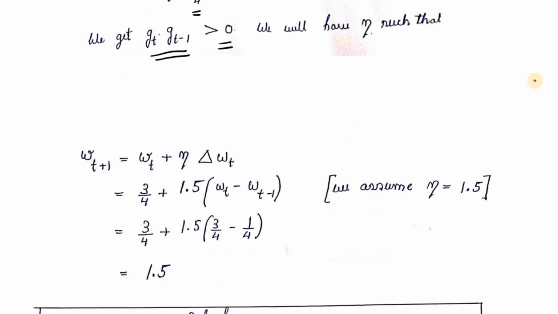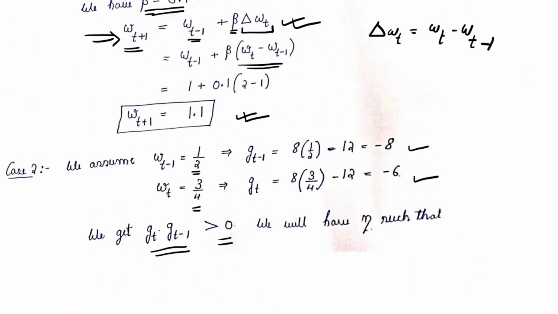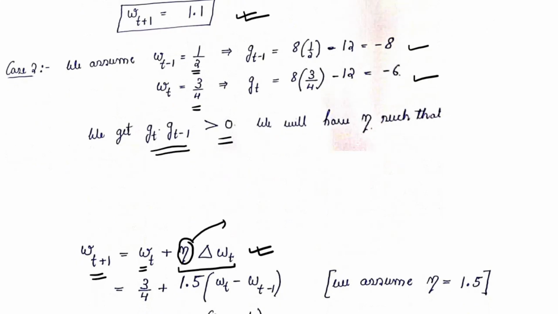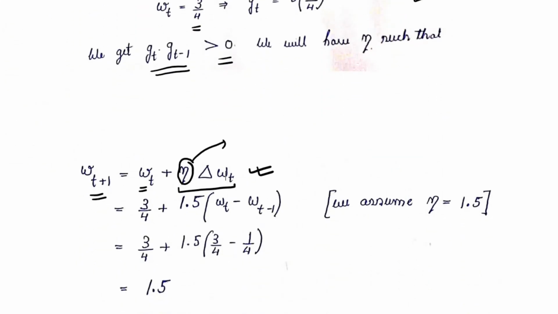Here the gradient updation rule will be like this. We are at time t plus 1, we will just take the value at time t and use the same eta into gradient w(t). Eta here is a term which is different from what we did previously. In the previous case, we had the value as beta, which was 0.1. Here we will have eta, which is greater than 1, which is 1.5.